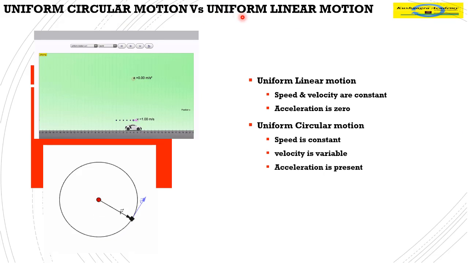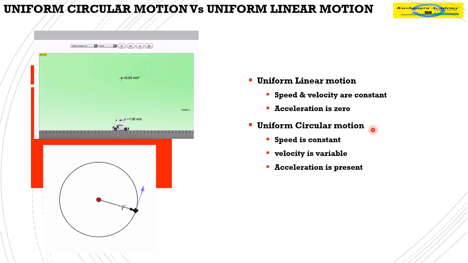Uniform circular motion versus uniform linear motion. Linear motion means a motion in a straight line. In uniform linear motion, since the body is moving in a straight line, speed and velocity magnitudes are constant. Whatever is the velocity's magnitude, that is also the speed's magnitude or value of the speed. Acceleration is zero because the velocity is not changing its direction. That's why acceleration is zero, from Newton's first law of motion.